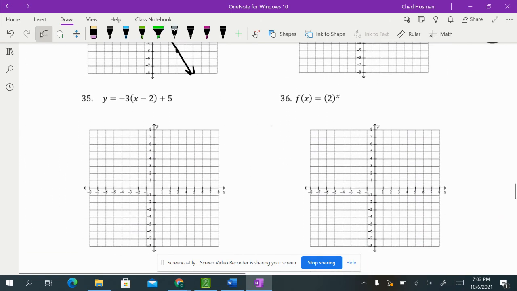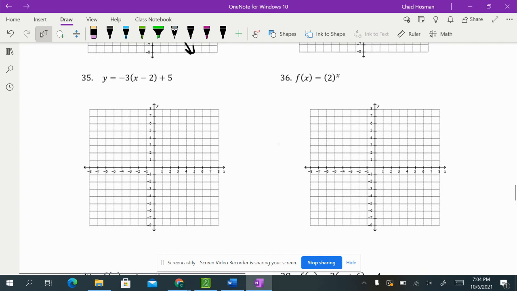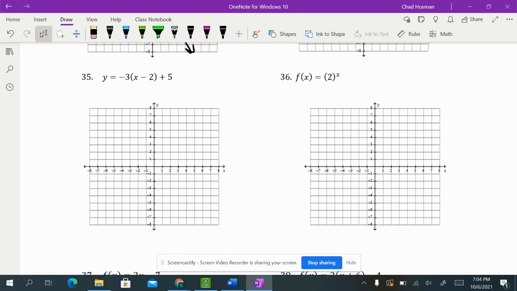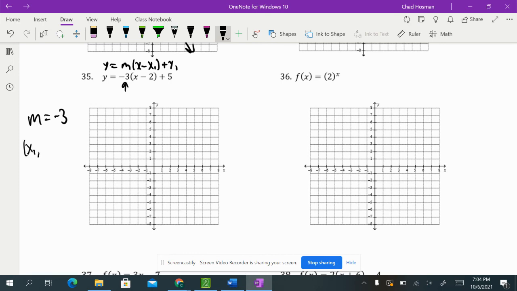Number 35 is a linear equation, right? It's in point-slope form. And the cool thing is that we can use that, right? Because it tells us y is equal to m times x minus x1 plus y1. So it doesn't necessarily tell us the y-intercept, but it does tell us the slope, right? The slope is -3 because it's in that m spot. And it also tells us x1, comma, y1, right? It tells us that point.